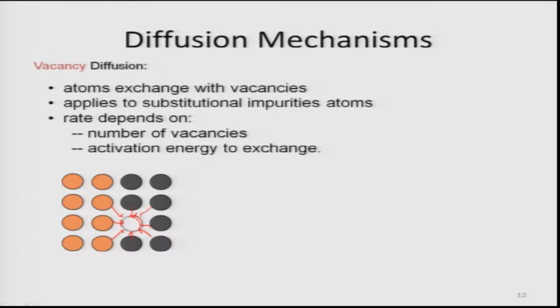Now, these vacancies only apply to substitutional type atoms. Here we are talking about atoms of almost similar sizes, which means they can only sit in the lattice positions, they cannot sit in the interstitial positions. Here the rate will depend on the number of vacancies present and obviously the activation energy to cross that barrier, which I showed you a few minutes back.